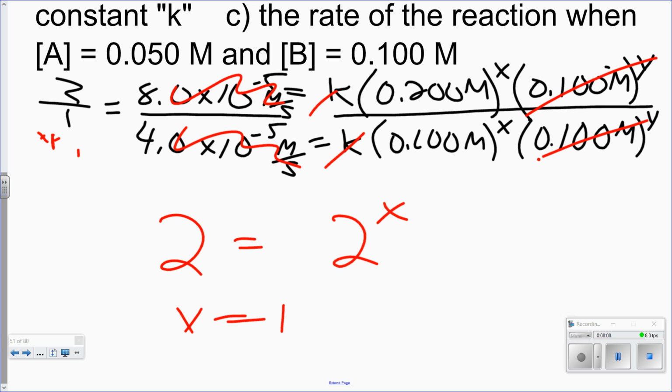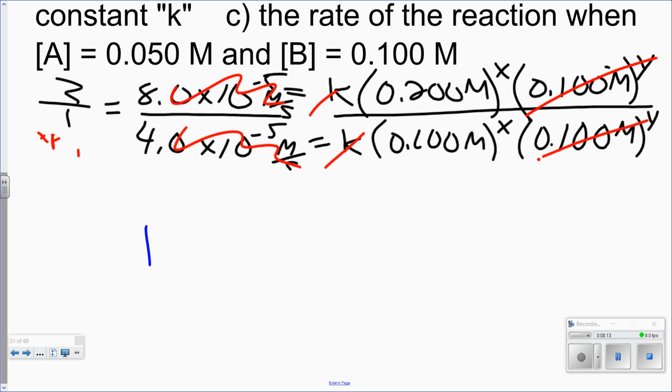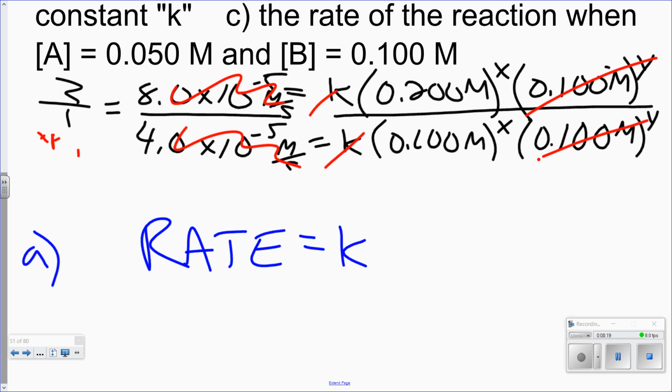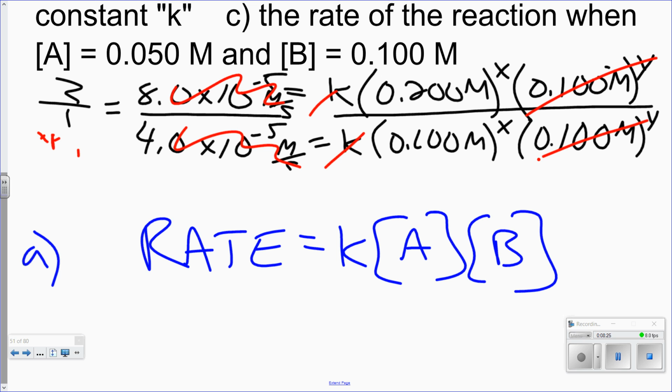So if I write my rate law, knowing everything now, and that was all work for part A, this is the answer to part A. Rate is equal to K, which we don't know yet, times the concentration of A times the concentration of B. Done for part A. So you would say, what is the order of reactant A? You'd say first order. What is the order for reactant B? You'd say first order. If the question is what is the overall order, you'd say it's second order, because 1 plus 1 is 2.